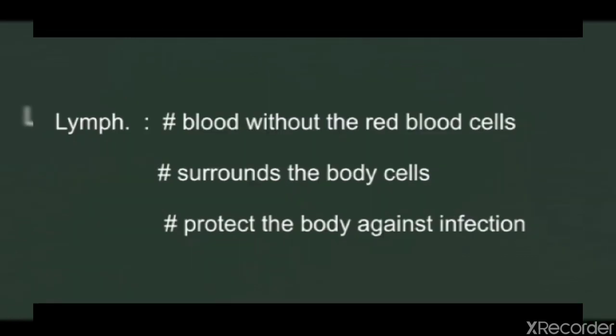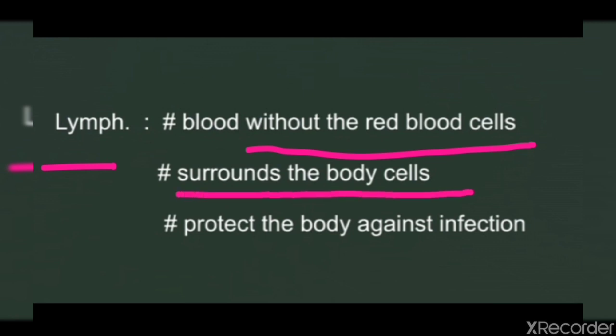The second type of fluid connective tissue is lymph. Lymph is just like a blood, but some differences are there. It is a blood without the red blood cells. There in lymph there is no red blood cell. That is the difference between lymph and blood. In blood, red blood cells are present, but in lymph there is no red blood cells. Lymph surrounds the body cells. It is around the body cells, and the main function of lymph is just like a white blood cells, that is to protect the body against infection.